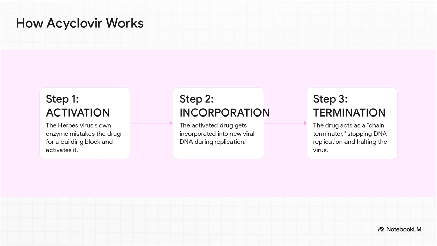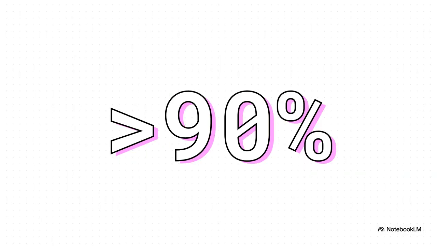And once that activated drug gets added to a new viral DNA chain, it acts as a dead end, a chain terminator, and instantly stops the replication process cold. The virus is literally tricked into destroying itself. It's brilliant. And the results of this kind of targeted drug design can be absolutely astonishing.